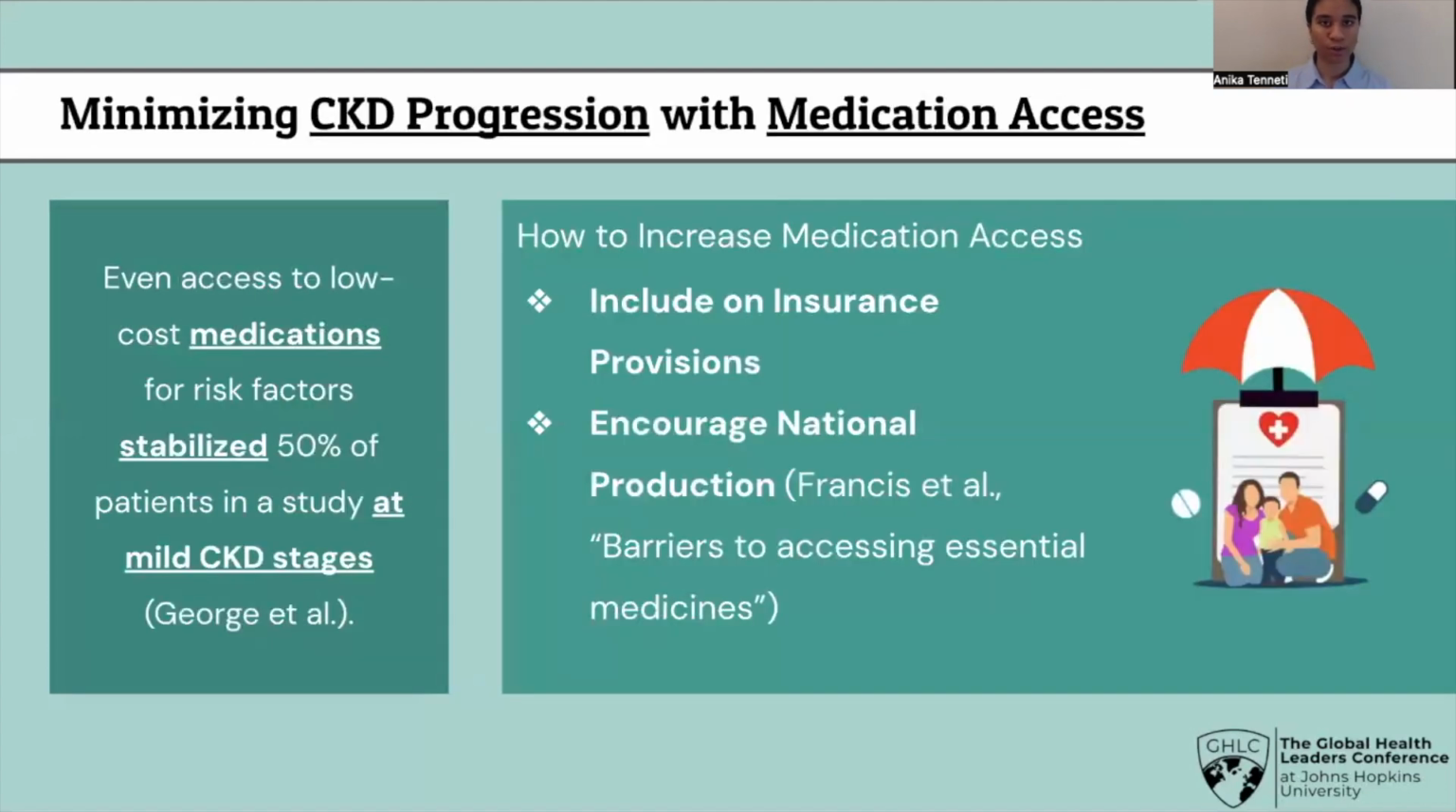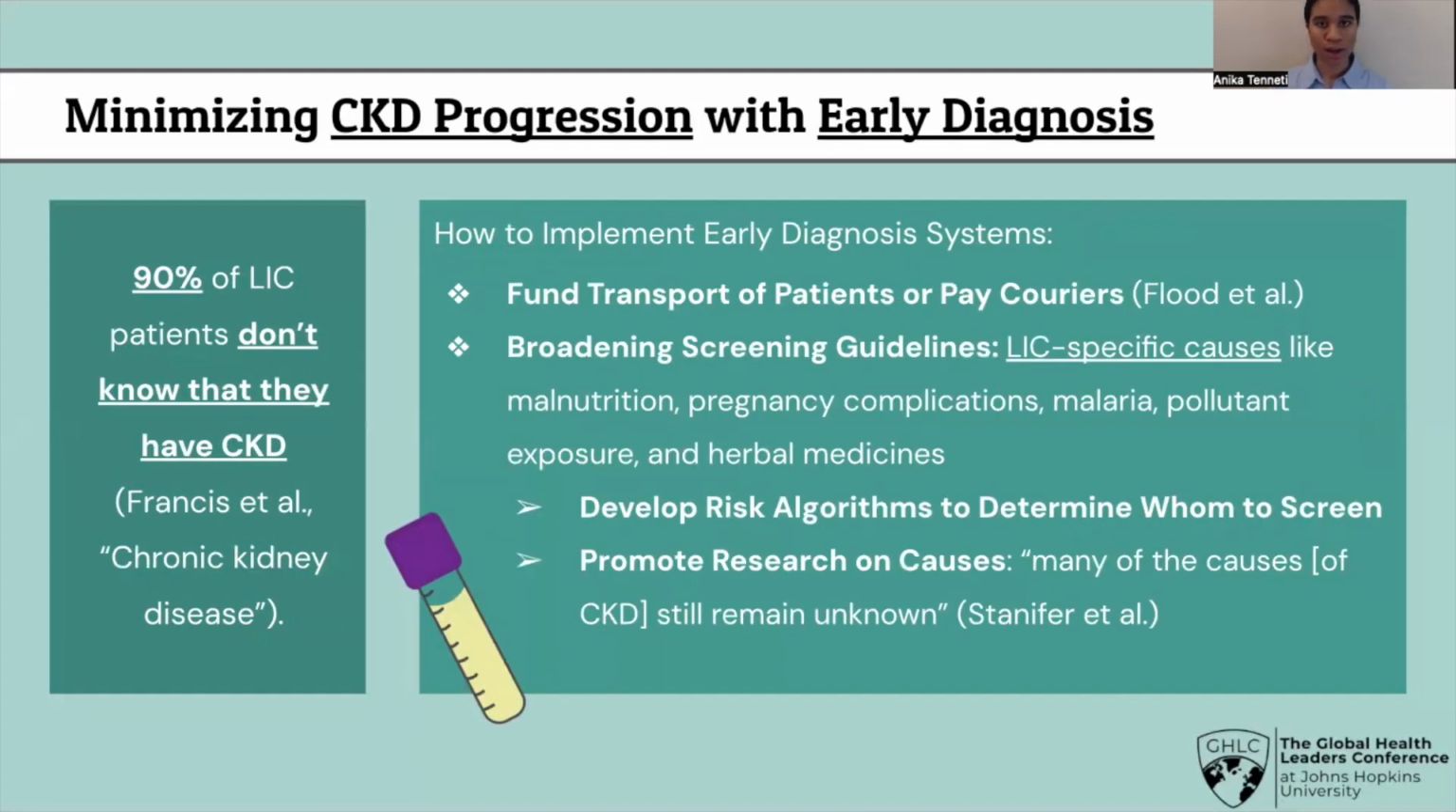Because medications for risk factors like hypertension and diabetes stabilize renal function when administered early, we must boost medication access. This can be done by ensuring that they are included on insurance provisions and produced within the country to reduce patient costs. Yet, to even seek out treatment this early on, patients must know that they have CKD. However, many patients in LICs don't, due to poor early diagnosis infrastructure. Hence, implementing early screening systems could effectively slow CKD progression.